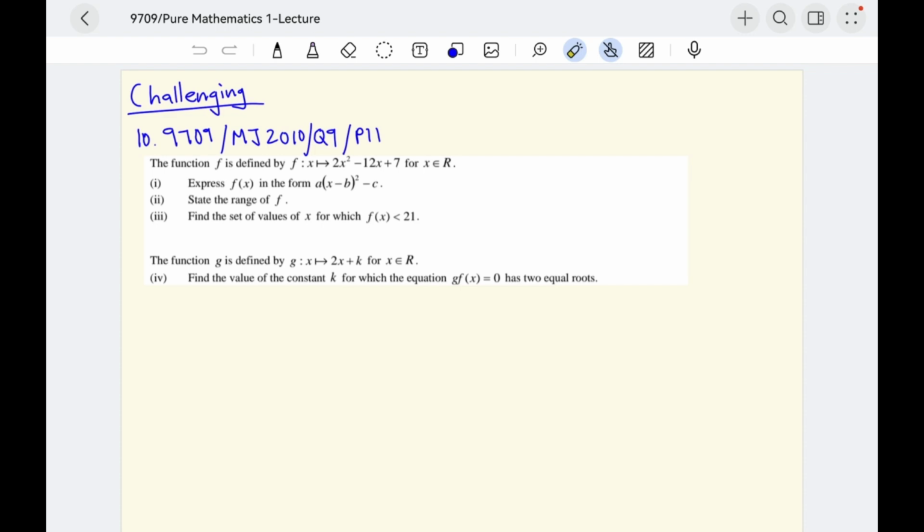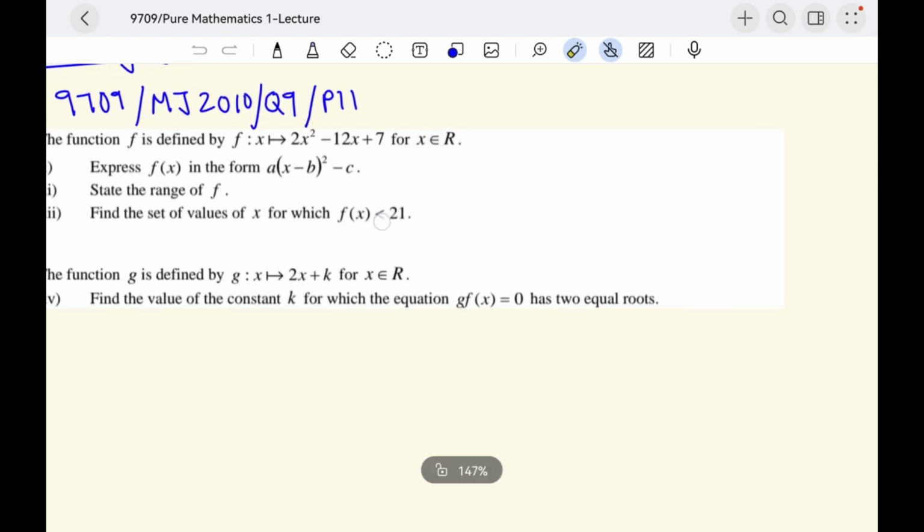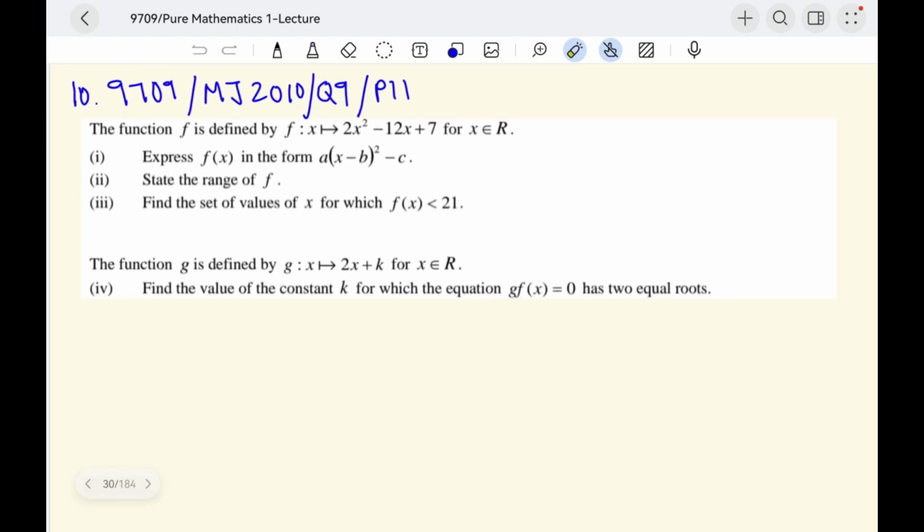Starting from this question, this is a challenging question, but all from past year papers. So let's take a look at question 10. This is a question from 9709, May June 2010, paper 11, question 9. The function f is defined as f maps x to 2x squared minus 12x plus 7 for x in the real numbers. Express f(x) in vertex form. As I mentioned in the previous question, just use completing the square.